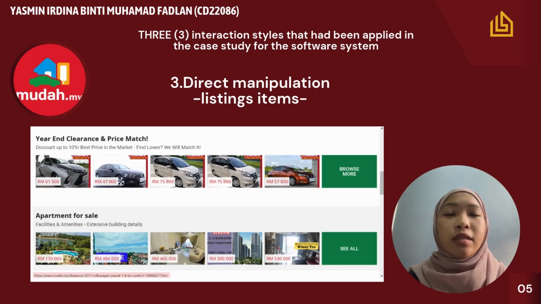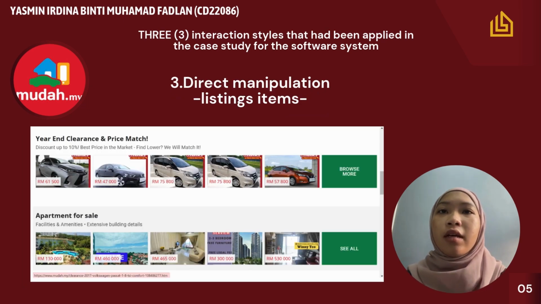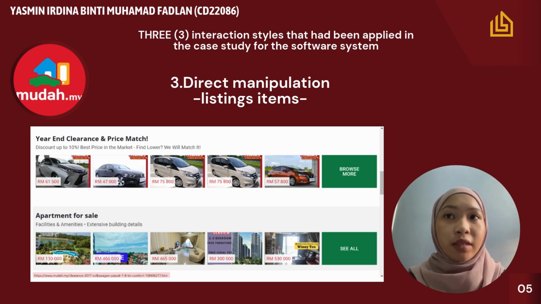And last, the direct manipulation is in the listing item. As we can see here in the picture, it has listing items, different types of cars, and different types of apartment for sale. We can click the picture and we can see the information about the items.